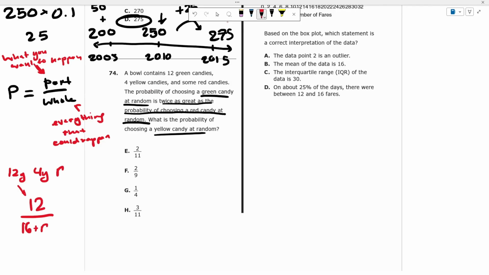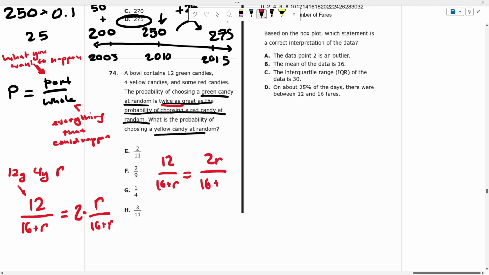I want to choose these 12, but in reality, I can accidentally end up choosing the 4 yellow in addition to the unknown amount of red. So this is the probability of the green candy. And we know that this is twice as great, or 2 times the probability of choosing a red candy at random. So this is equal to 2 times R, which is how many red candies there are, over 16 plus R, which is everything that could happen. So I have this fraction: 12 over 16 plus R is equal to 2R over 16 plus R.